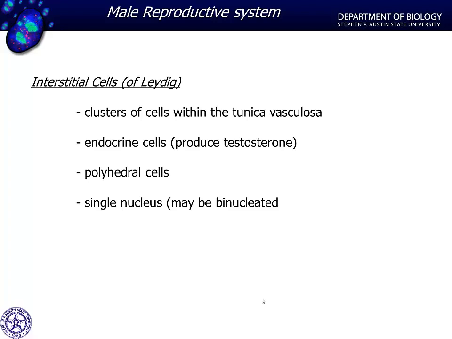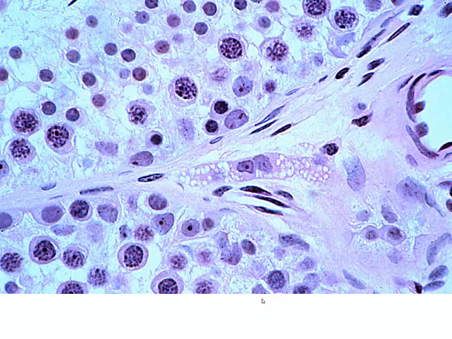So if you see these rounded cells, single nucleus, maybe binucleated, that's not really a great characteristic of these. But if you see these secretory type cells in the interstitium, you can bet we're looking at our interstitial cells of Leydig. Here we can recognize seminiferous tubule. We've got our spermatogonia, primary spermatocyte, spermatids, maybe a Sertoli cell here. And then in the interstitium between, here we have a blood vessel.